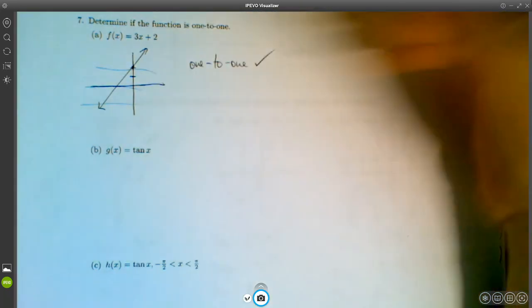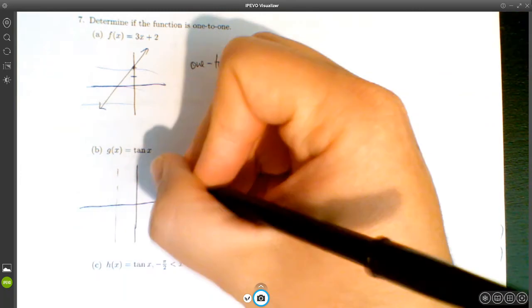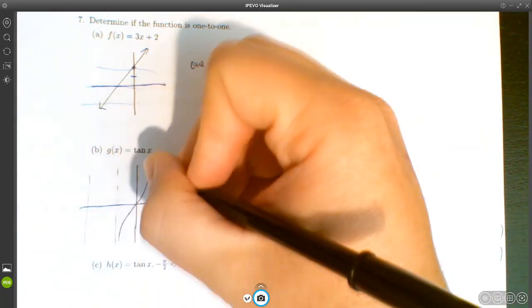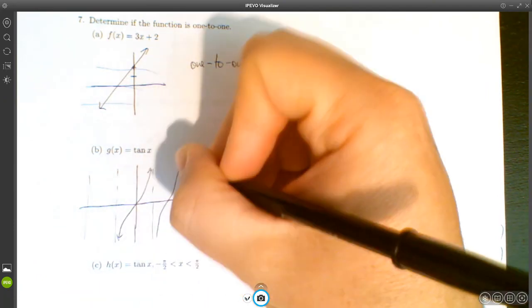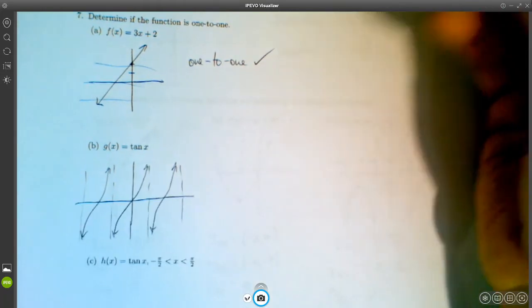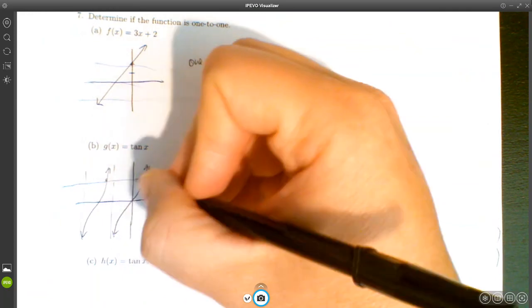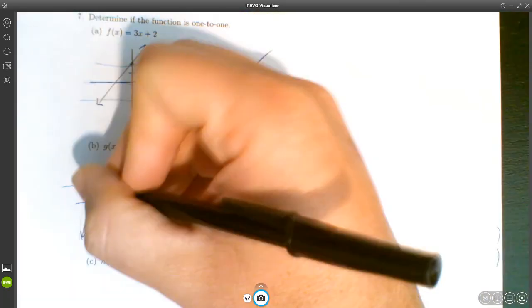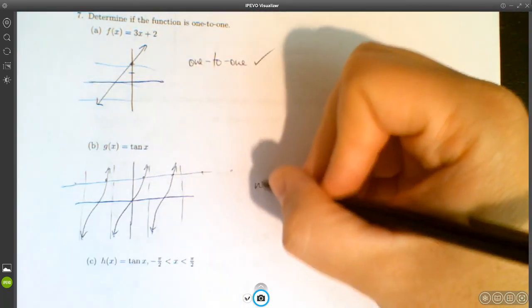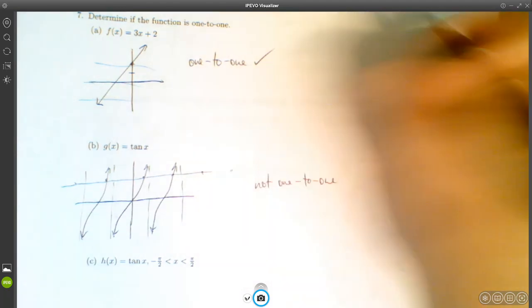What about tangent x? Well, tangent x has some asymptotes at a bunch of places, and then it looks like this, right? So is tangent x 1-to-1? The answer is no, right? You draw a horizontal line, you're going to hit in infinitely many spots, right? So this is not 1-to-1. It's very badly not 1-to-1.